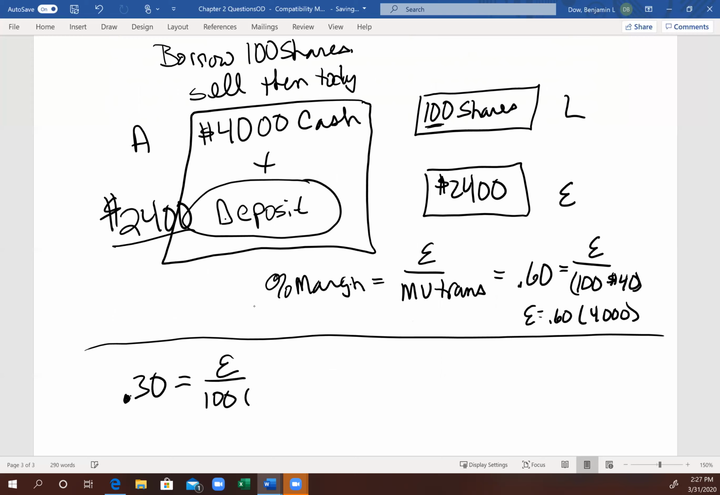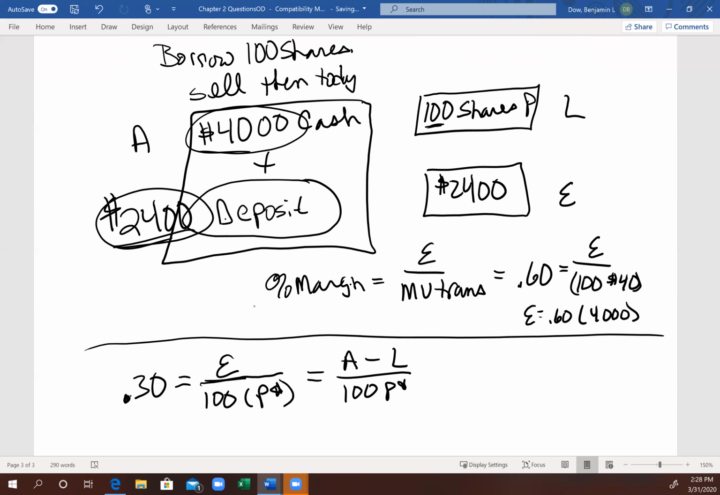of the transaction. But now the price is changing. Okay? So if the price changes, what's going to happen to your equity position? Well, here the price change is going to affect the liability. The asset remains constant at 6,400, the 4,000 plus the 2,400. So the asset remains constant at 6,400.